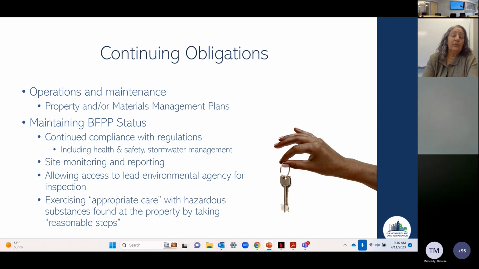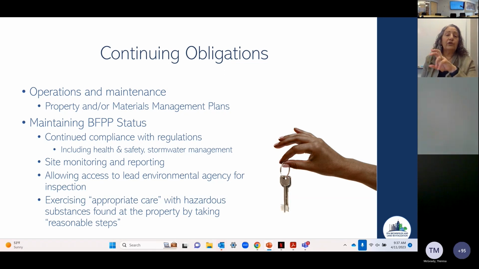If there are any site monitoring and reporting requirements, perhaps you have a requirement for annual or biannual groundwater monitoring as part of the closure, or maybe there's CAP inspection and reporting, or maybe annually or biannually you have to report and certify that the land use restrictions and restrictions to commercial industrial use are being maintained. Whatever that is, you want to make sure that you keep up with all those reporting requirements. You have to allow access as they request to any lead environmental agency for inspection of the site.